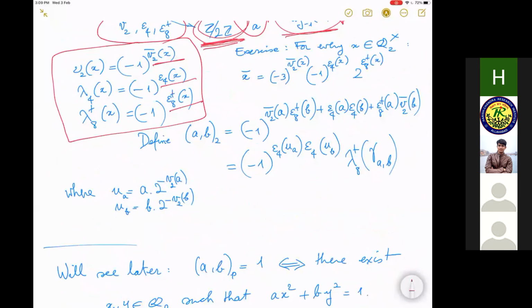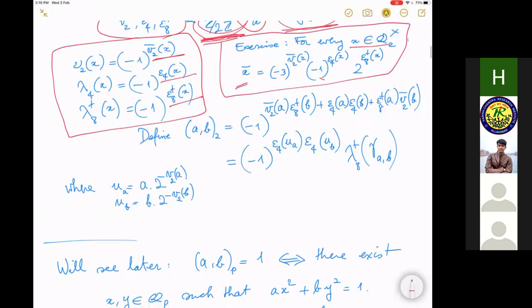And here is how to define. So this is a small, before I define it, here is a small exercise for you people, which is to check that if I take an x in Q2 star and I denote by x bar its image modulo squares, then in that space, x bar is going to be equal to minus 3 to the power v2 bar of x, minus 1 to the power epsilon 4 of x, and 2 to the power epsilon 8 plus of x. So this is a small checking.